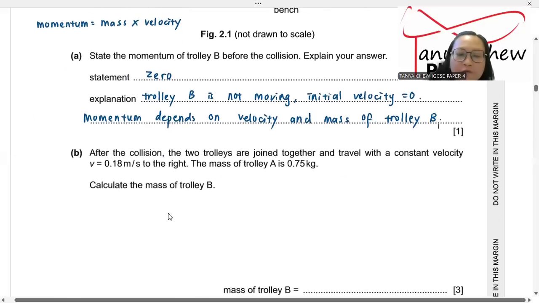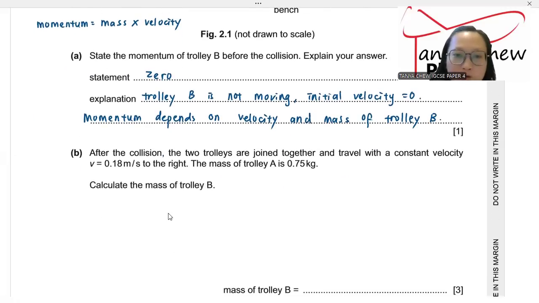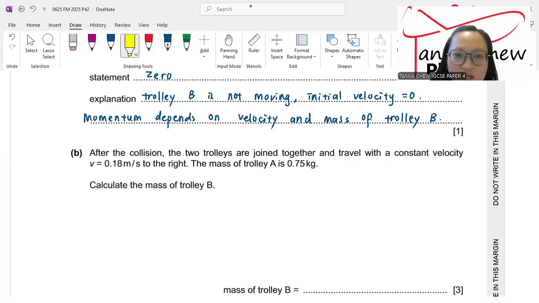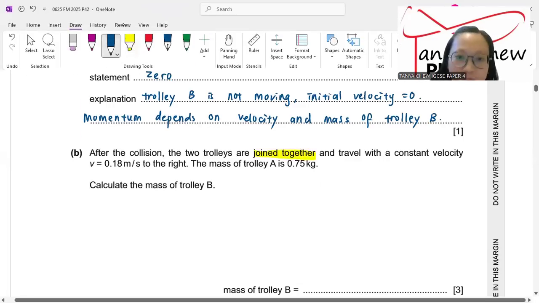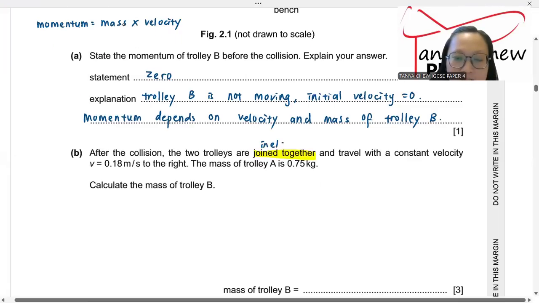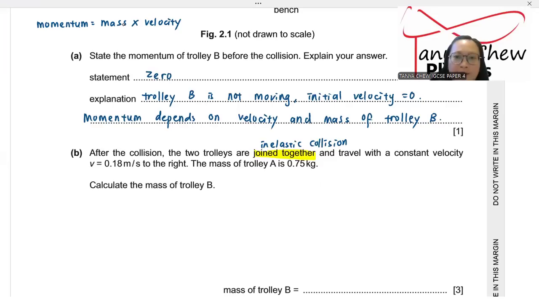Now B, after the collision, the two trolleys are joined together. When you see this word joined together, that means this is an inelastic collision. So they move together with the same speed, and travel with a constant velocity. That is the final velocity of both trolleys moving together, at 0.18 meter per second towards the right. Mass of trolley A is 0.275 kilogram.